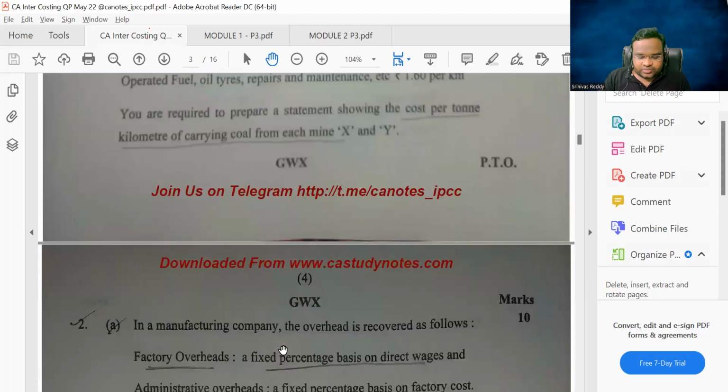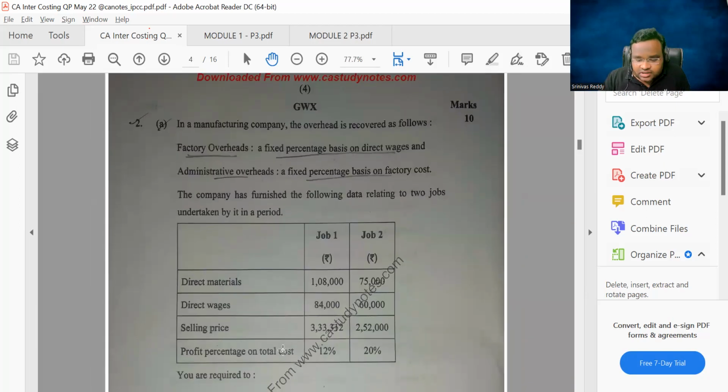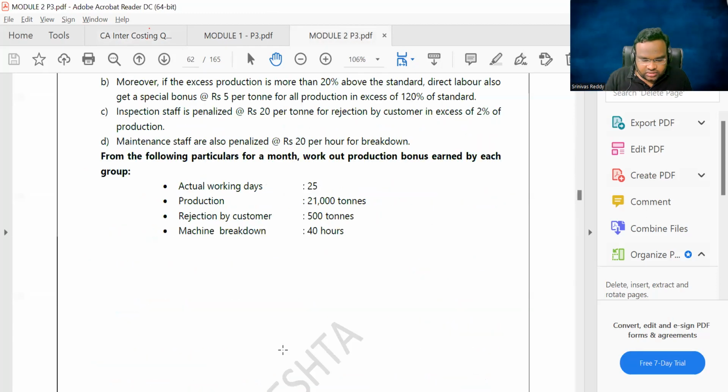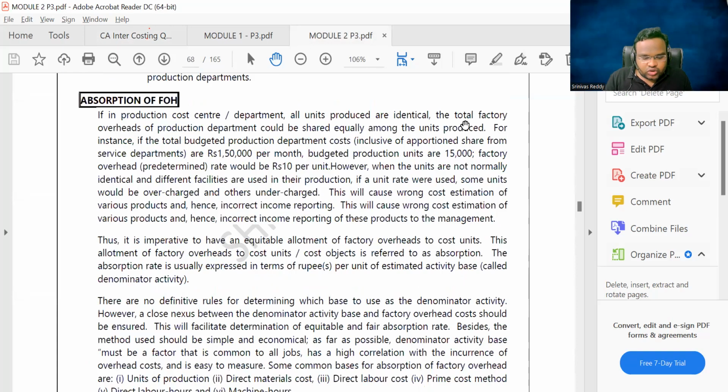Okay. Now come to question number 2A, which is for 10 marks. If you see this question, we can see a similar one in the overhead chapter, question number 26. So let me take you to the overhead chapter, question number 26.